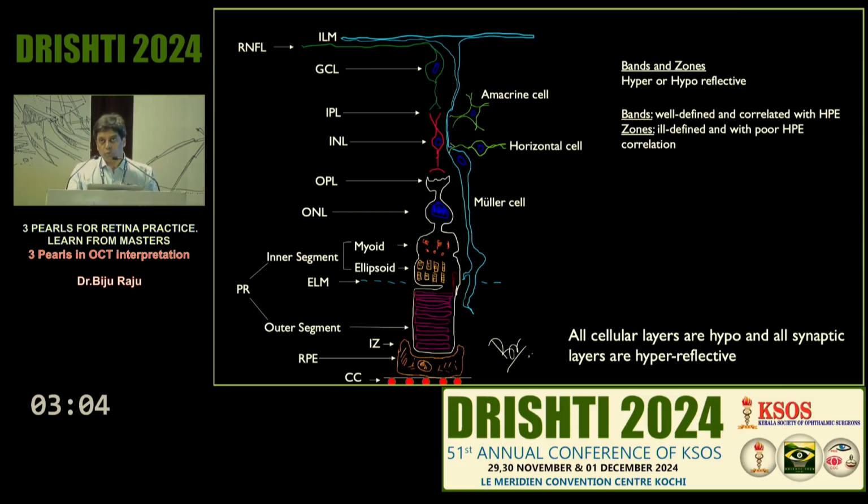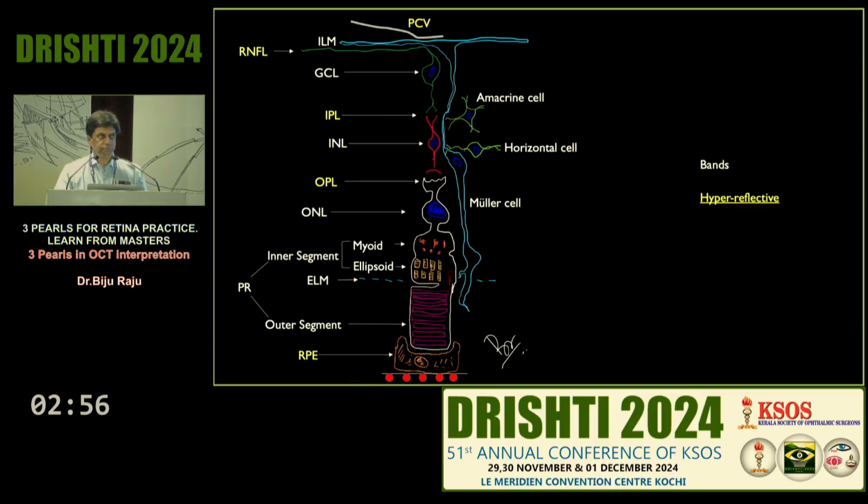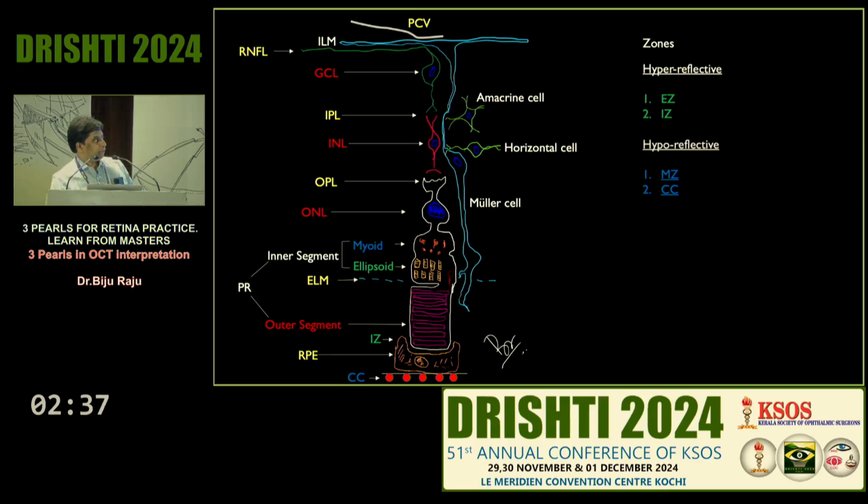And as a general rule, all cellular layers are hyporeflective, and all synaptic and nerve fiber layers are hyperreflective. So it's no surprise that the hyperreflective bands are all the synaptic layers and the nerve fiber layer, along with RPE, of course, with the melanin. They are the bands. And the hyporeflective bands, as you guessed, are all the cellular layers of the retina. And the hyperreflective zones are the ellipsoid and the interdigitating, and the hyporeflective being the myoid and choriocapillaris. These are the layers of the retina.